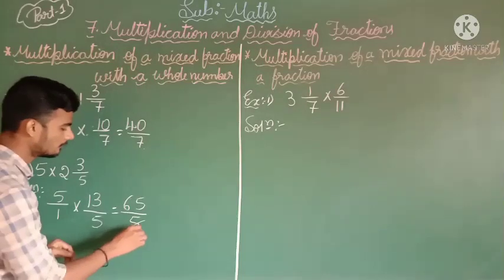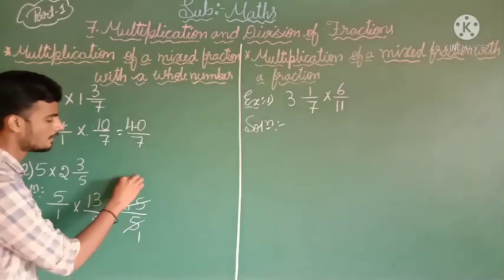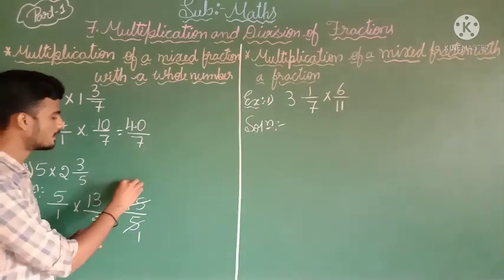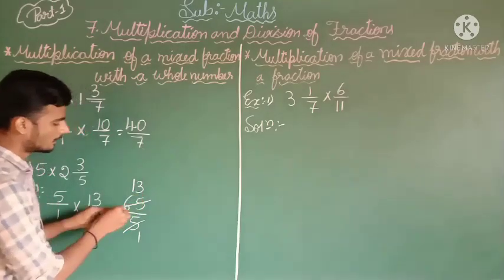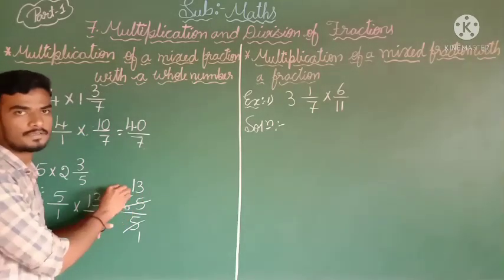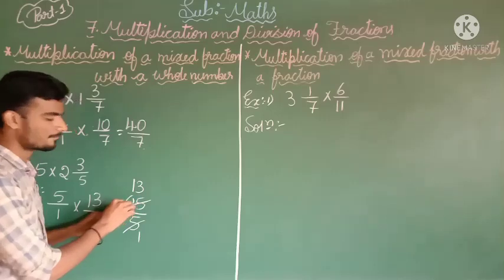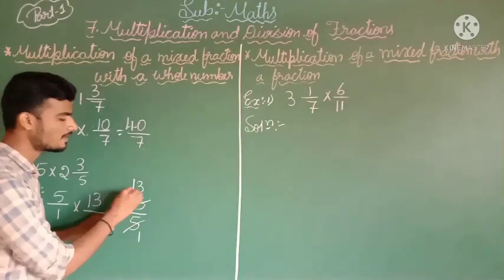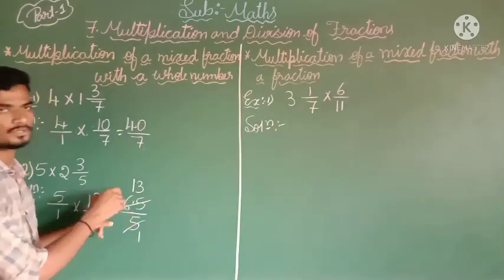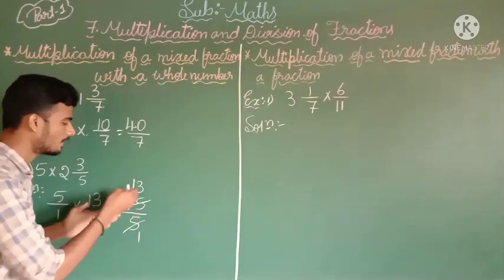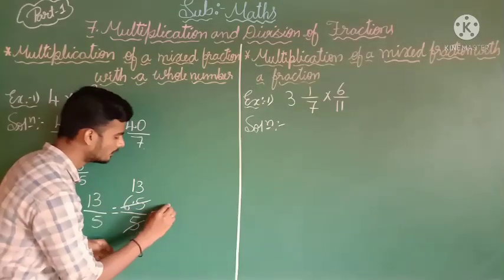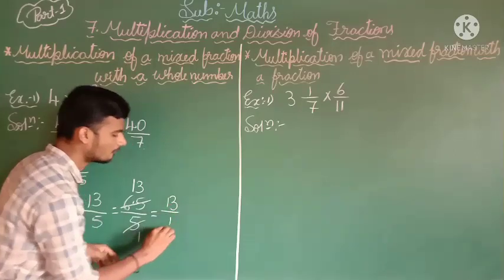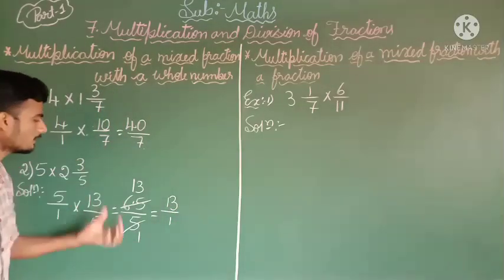Here, 5 1s are 5, 5 3s are 15, here is a 6, is it? So 5 1s are 5, then 1 remains. Then 5 3s are 15. In this way you want to solve and simplify. Then what product did we get? That is 13 by 1. This is our product.